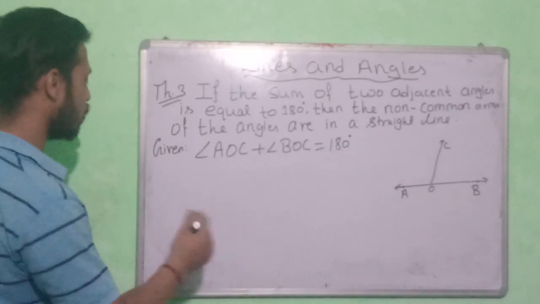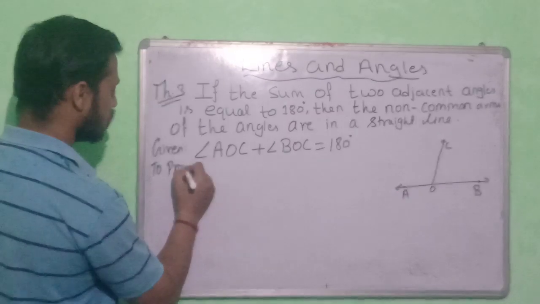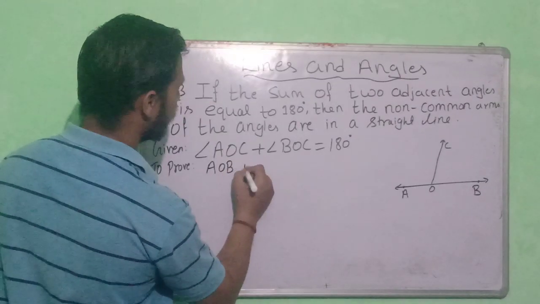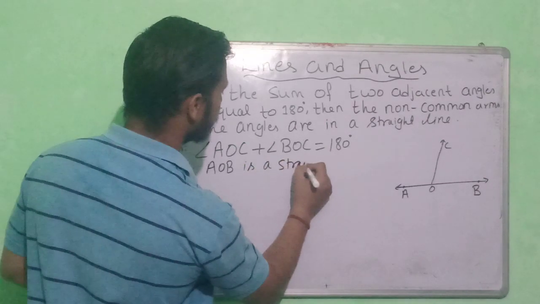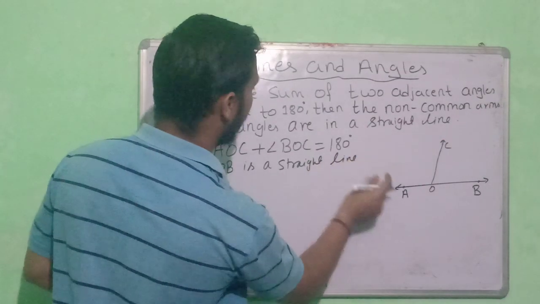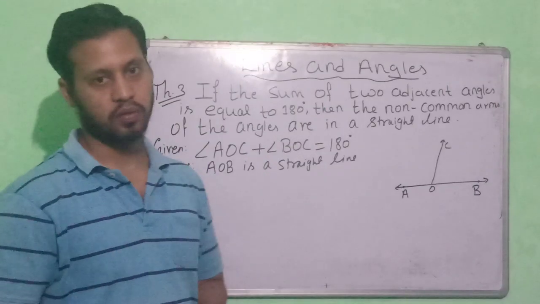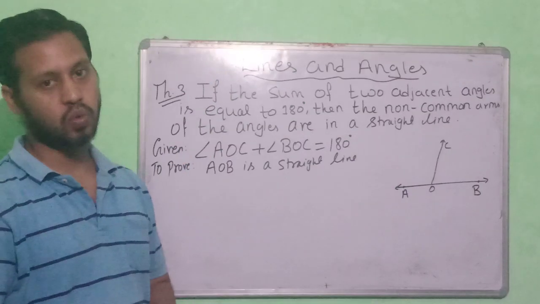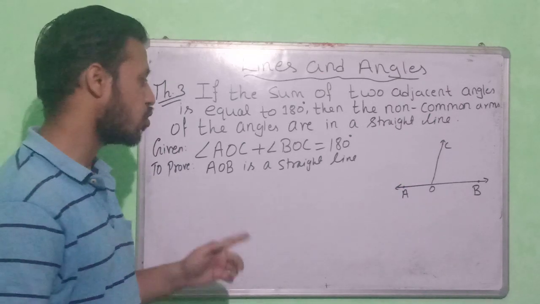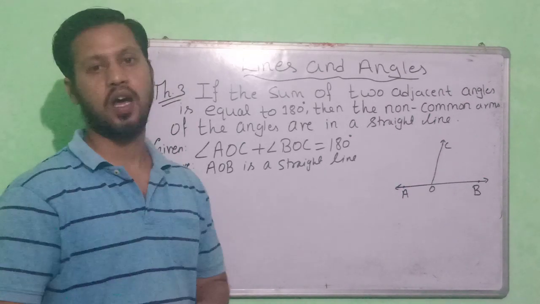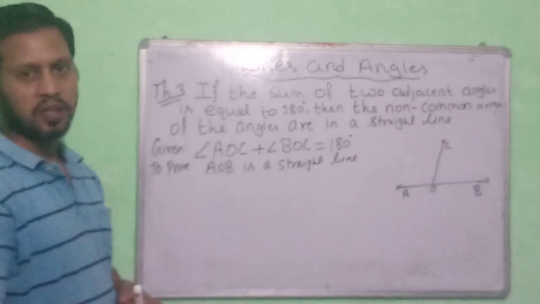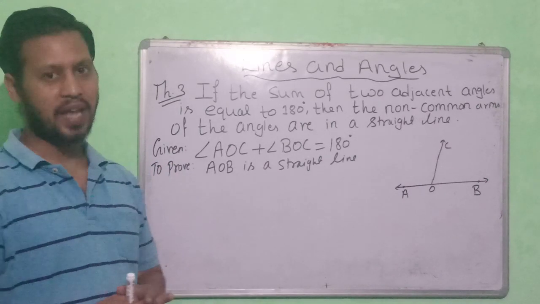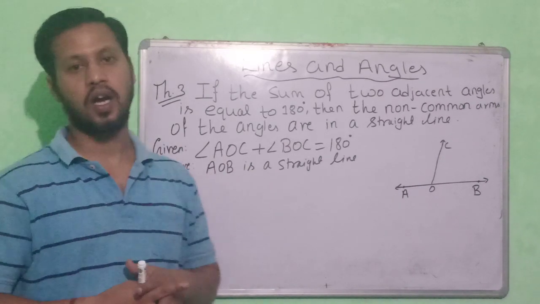What we have to prove? We have to prove that AOB is a straight line. What is given to us is that the sum of these two angles will equal 180 degrees, and we have to prove that AOB is a straight line. For proving this theorem, what will we do? We will assume that suppose this AOB is not a straight line.